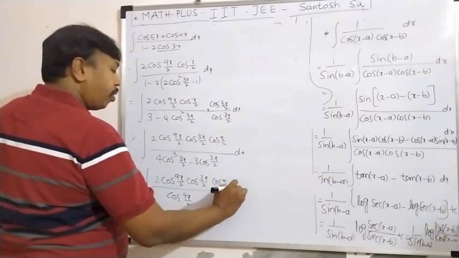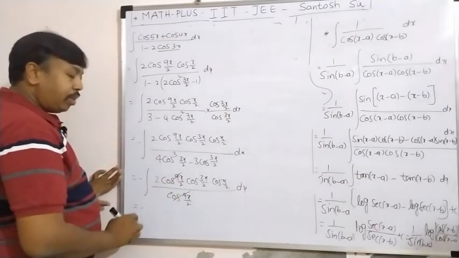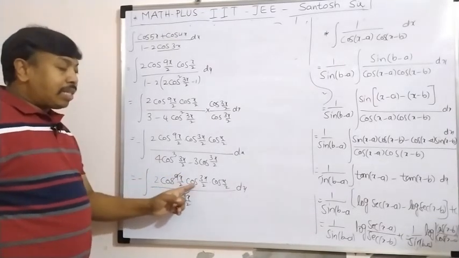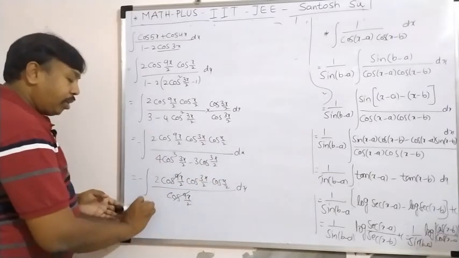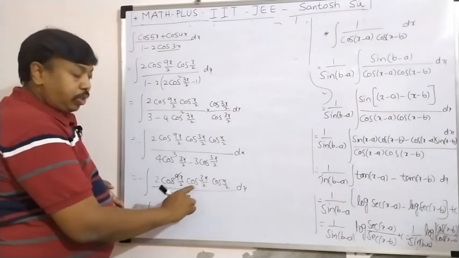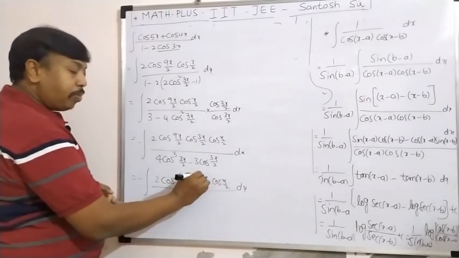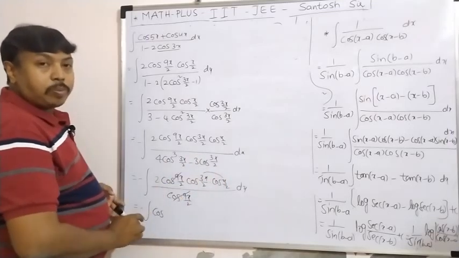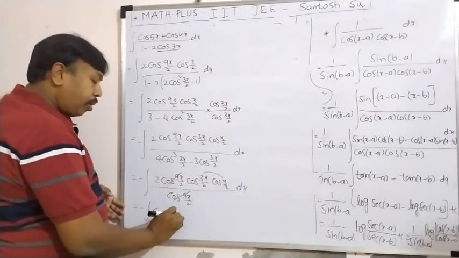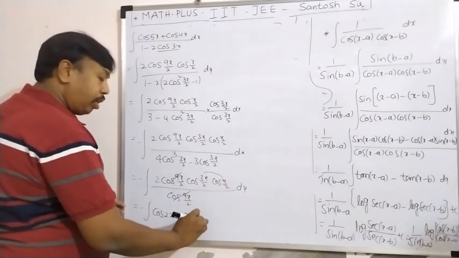Now see, these two terms get cancelled, so minus. Now see, 2 cos A cos B is cos(A+B) plus cos(A−B). So this becomes the addition of these two: cos(A+B), that is 3x by 2 plus x by 2, 4x by 2, that is 2x, plus cos of the subtraction of these two terms, that becomes x, dx.